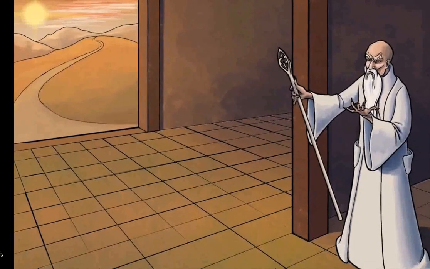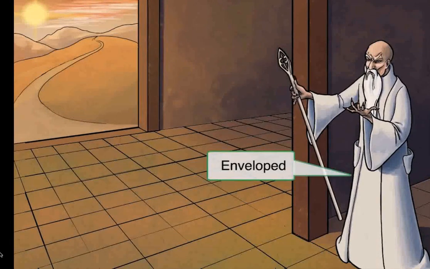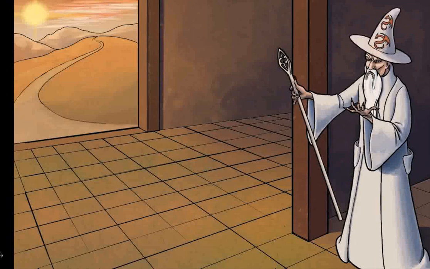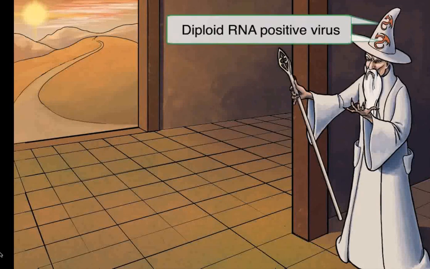Alright, let's talk about some more characteristics of the virus, which will be illustrated with our evil wizard. First, notice that he's wearing a large white robe, which represents that the virus is enveloped. We'll also draw on a unique hat, a wizard's cap, that has 2 orange dragons on it. The 2 orange dragons are supposed to represent the diploid nature of the virus. There are 2 molecules of positive stranded RNA in each virion. That's why there are 2 dragons that are orange for RNA.